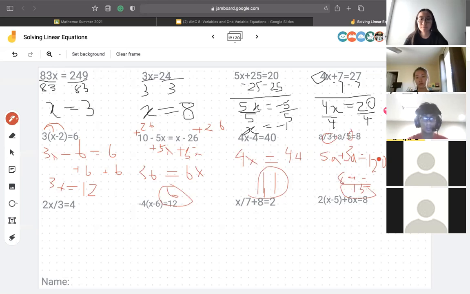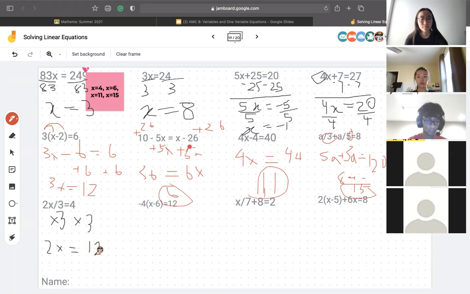So next question is 2x divided by 3 is going to be equal to 4. And to do this, we're going to isolate x again, and we're going to multiply both sides by 3. And this will give us 2x is equal to 12. And then we divide both sides by 2. And we get x is equal to 6.